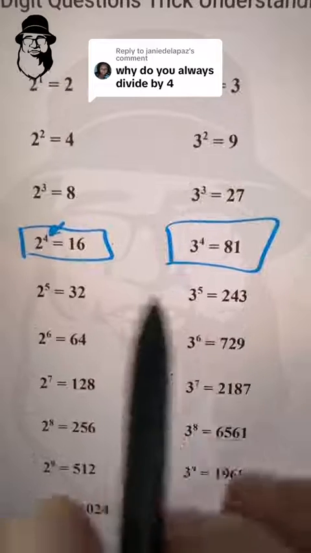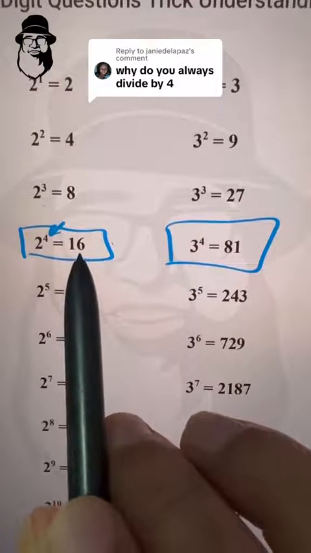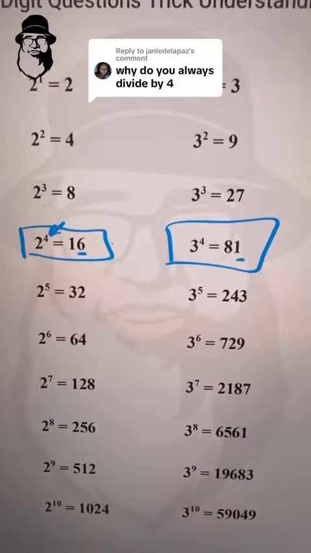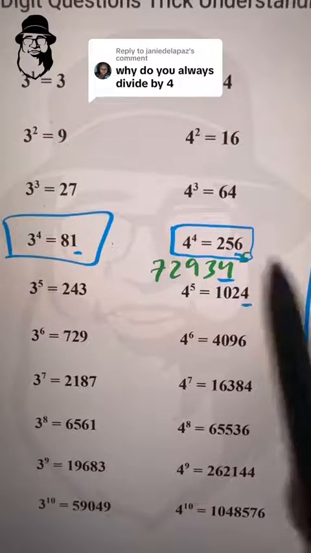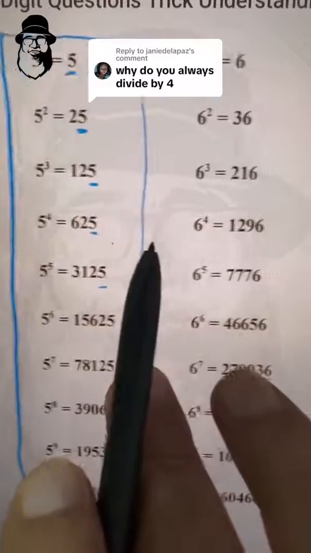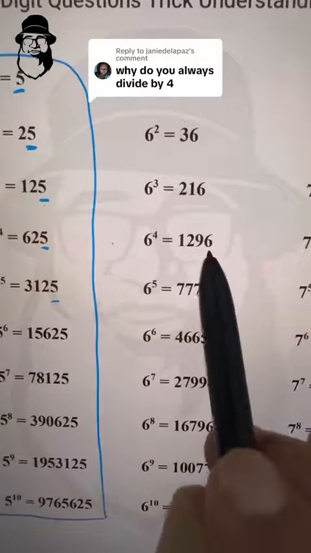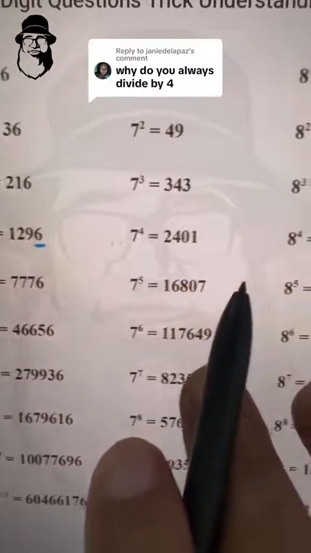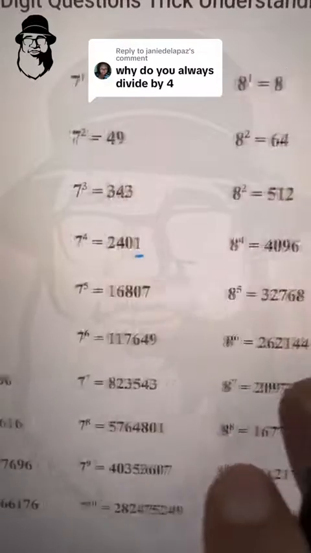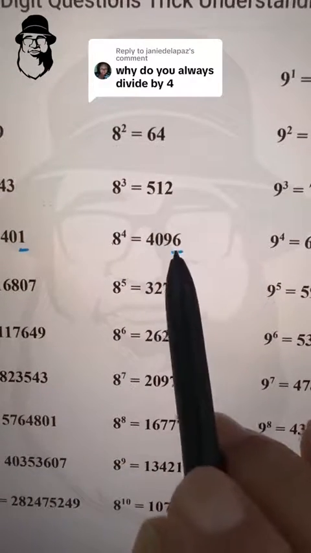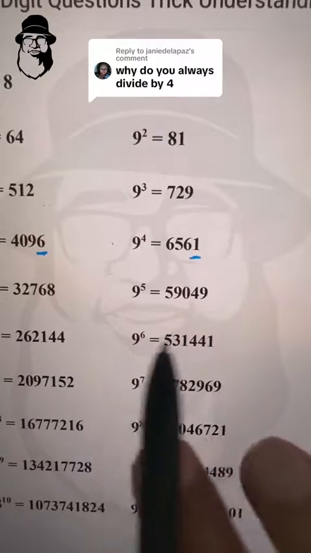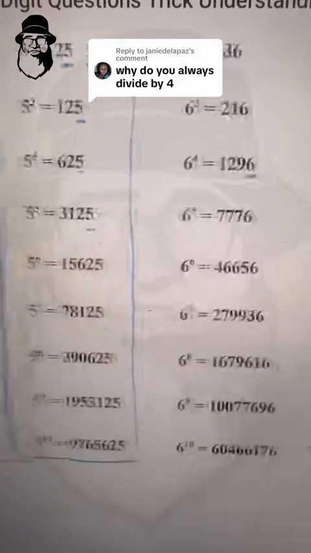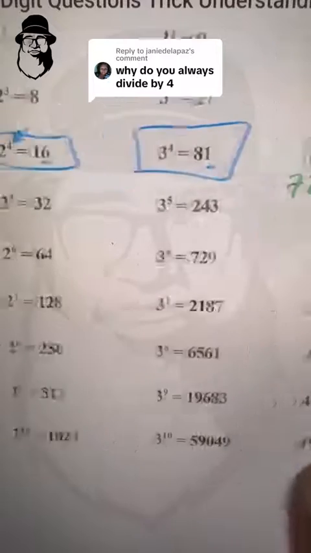Now check here. This number ends in 6, then 1. Then 4 to the power of 4 ends in 6. Then 6 to the power 4 ends in 6. 7 to the power 4 ends in 1. 8 to the power 4 ends in 6. Then 1. This pattern will always be the same: 6, 1, 6, 1, 6, 1, like that.